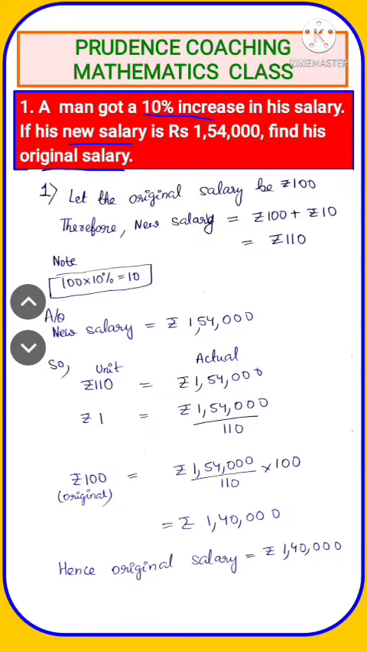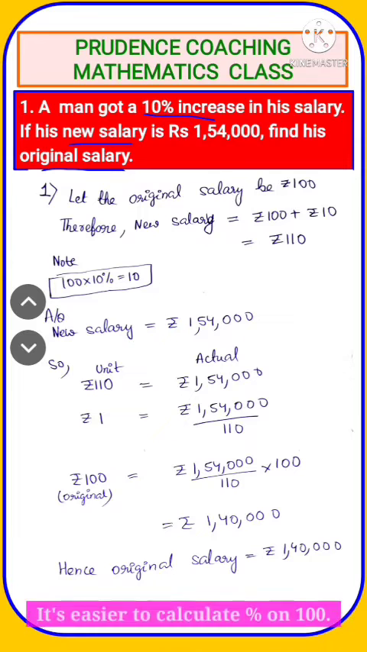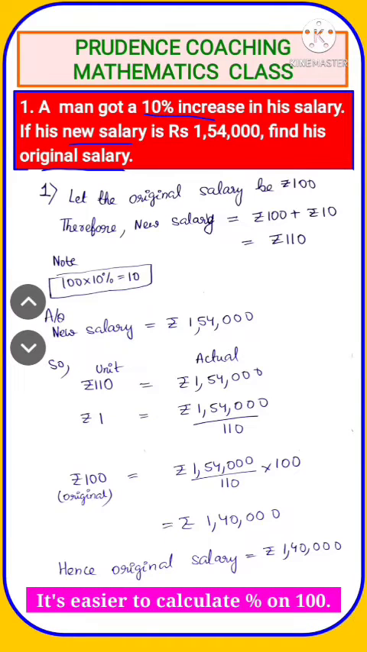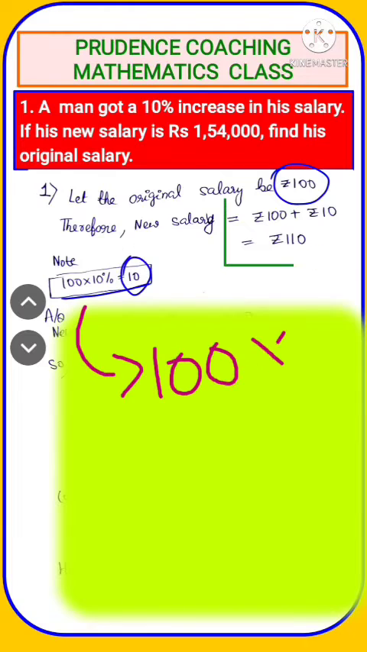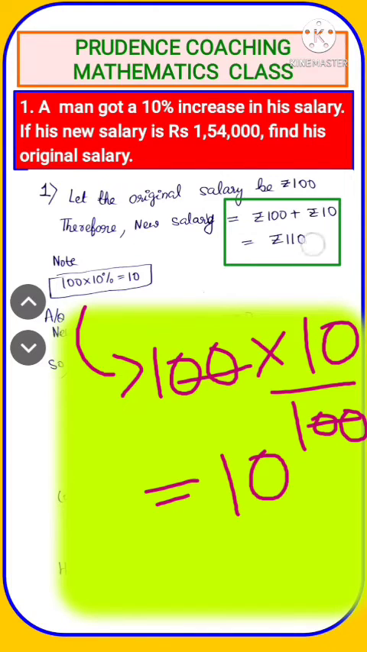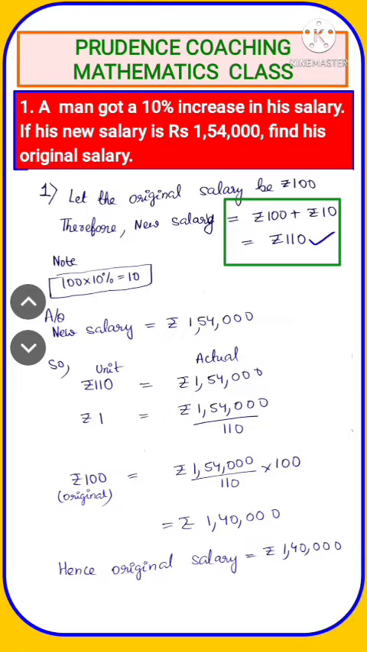Why 100, not other values? Because it is easier to calculate on 100. As we are asked to find out the original salary, we will assume it to be rupees 100. Now we have said that there is a 10% increase. So previously it was 100, so 100 into 10%, there is a rupees 10 increase. So 100 plus 10, that is 110. This is the new salary of the person.